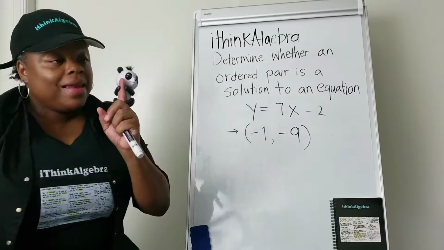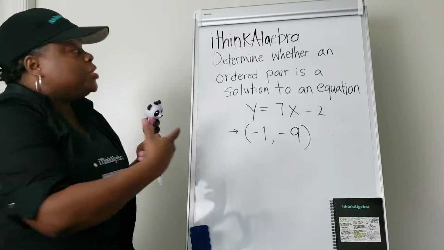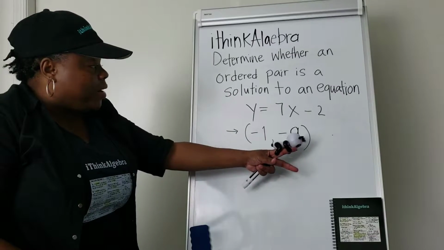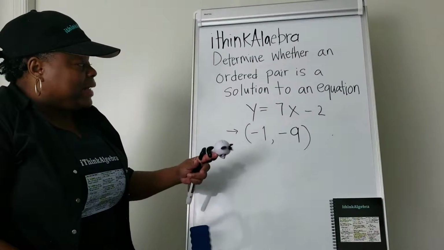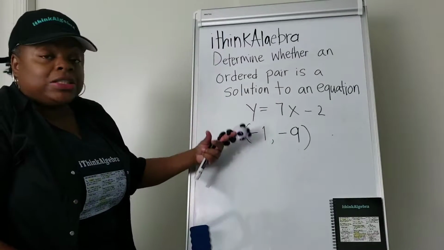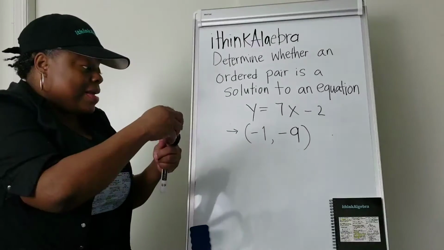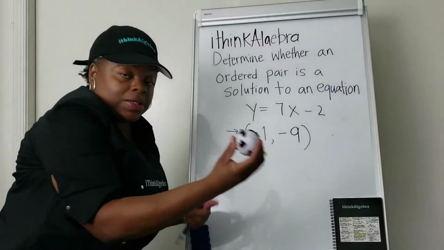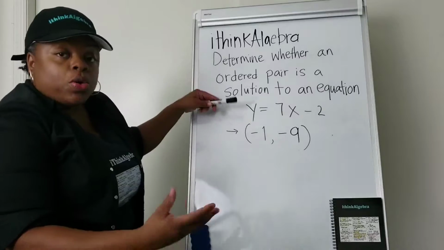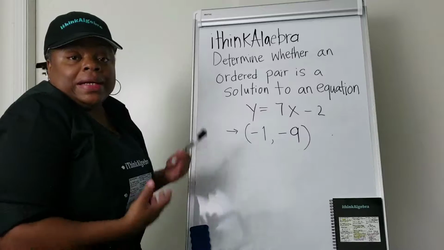Wake up. Hello, Alge. So earlier, Alge and we were talking about solution of equations. So we were talking about if we had an ordered pair, and if we were given this ordered pair, -1, -9, and we wanted to see if it was a solution to this equation. I'm going to put you to nap. Bye. Nappy time. Just going to put her down for a nap. So we were discussing equations and seeing if an ordered pair is a solution to an equation.